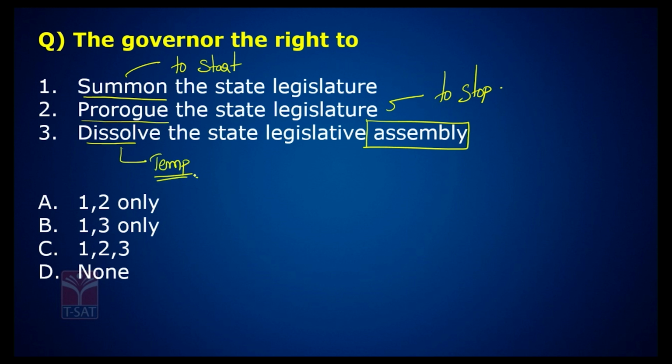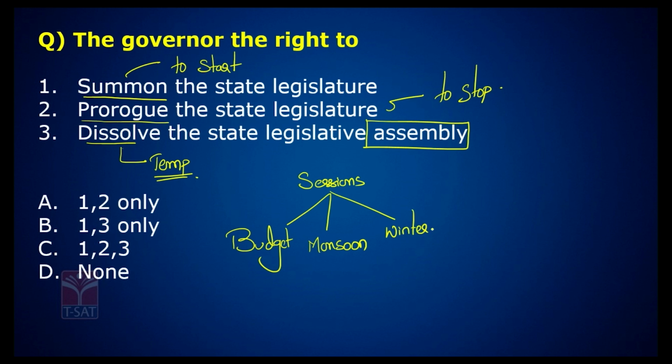In Parliament or state legislature, we generally have 3 sessions in a year. The first one is the budget session. The second one is the monsoon session, and the third one is the winter session. See, generally the budget session is in February, March, the monsoon session in July, August, and the winter session in November, December.